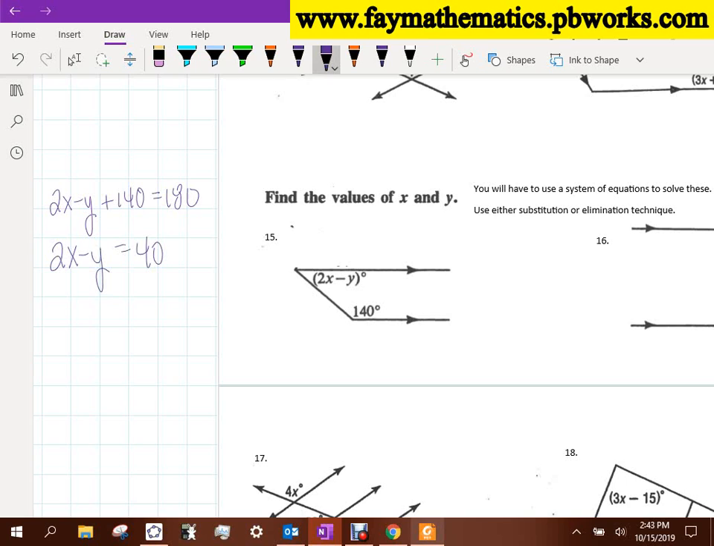Okay. Two variables, so that's always a problem. So try to find another relationship. What's the relationship between these two?